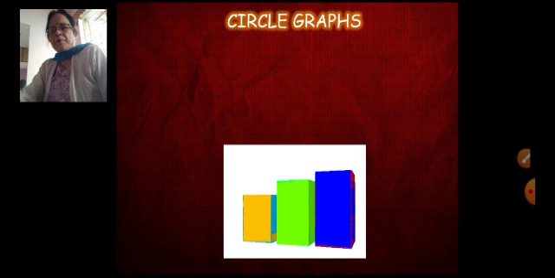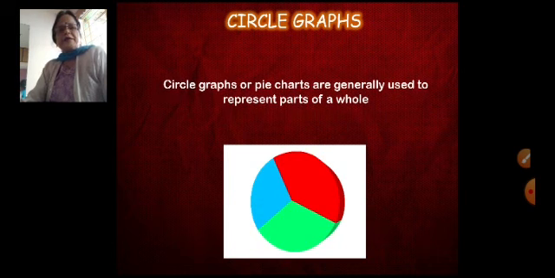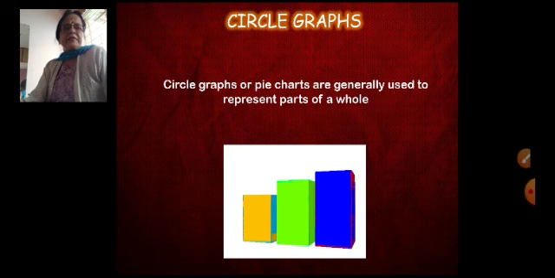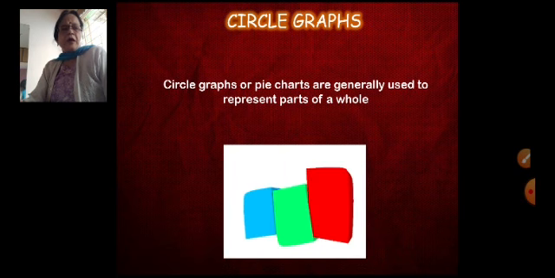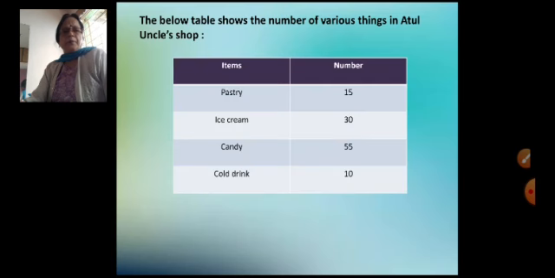Now circle graph. This is the method to represent the data by using a pie chart or circle graph. Circle graphs or pie charts are generally used to represent parts of a whole. Now let's look at a table. The table shows the number of various things in Atul uncle's shop. The items and numbers are: pastry 15, ice cream 30, candy 55, cold drink 10.